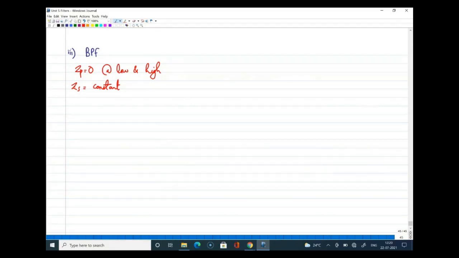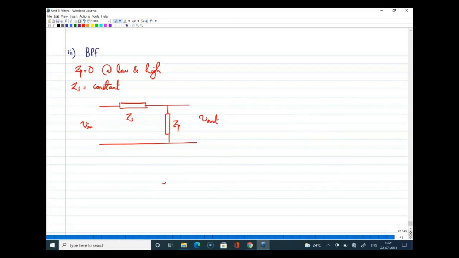Yes. So as per the discussion we made, we know that for a bandpass filter at low frequency and high frequency, you should get a zero value, right? So if you want to get a zero value, this is what I have. So this is Zs, this is Zp, where this is V in and here it is V out. Now what I need, both at low and high frequency, is Zp equal to 0. So at low frequency, how can I make Zp equal to 0?